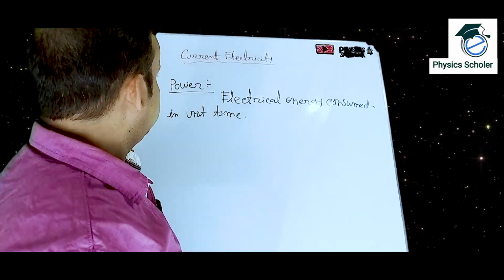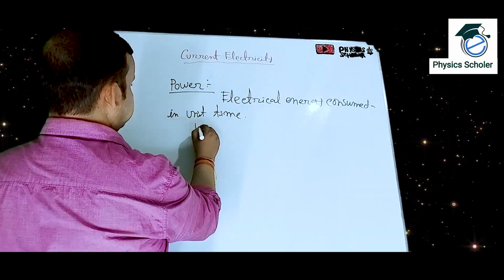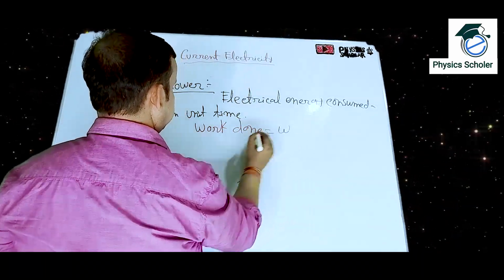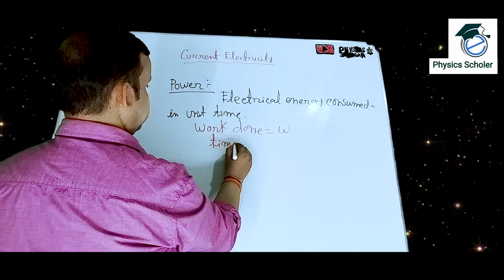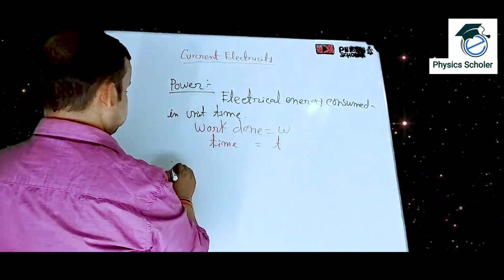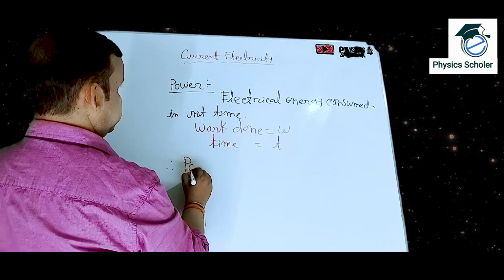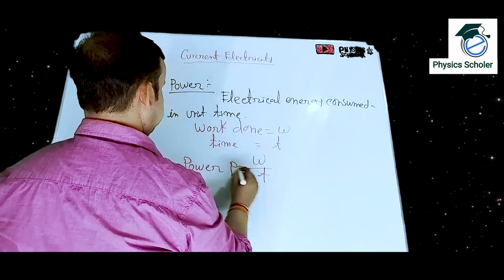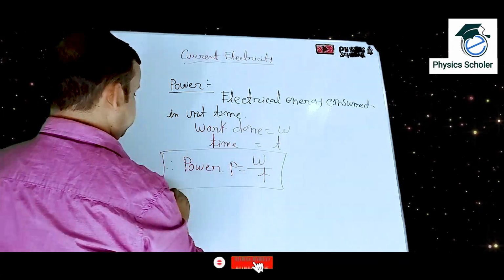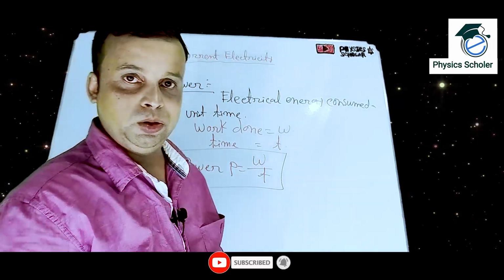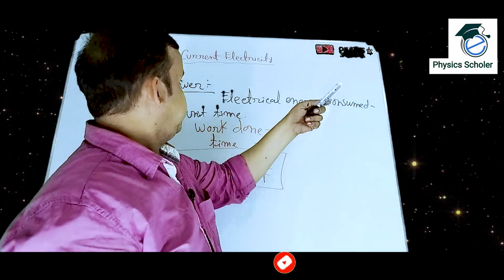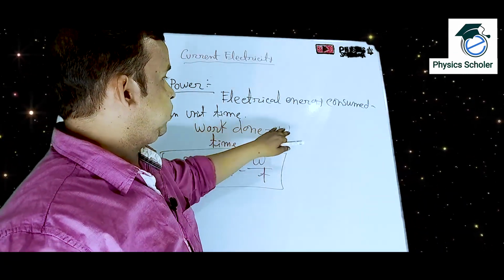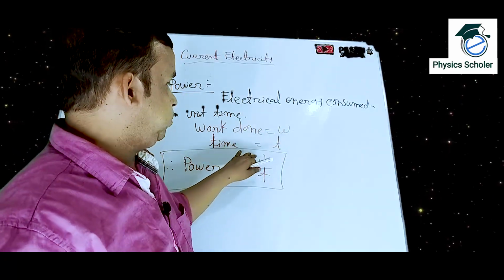Okay. So suppose the work done is equal to W and time taken is T. So power P is equal to W by T. Okay. So that is the power, P is equal to W by T. Hope you have understood what is electrical power. Electrical energy consumed per unit time is known as electrical power. So suppose the electrical work done is W and the time is T, so the power P is equal to W by T.